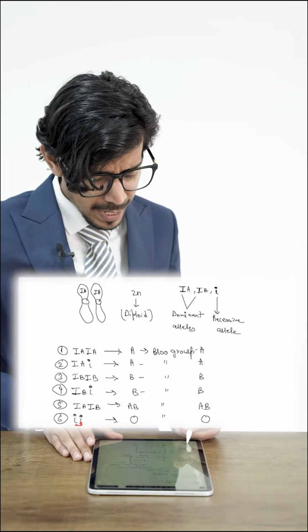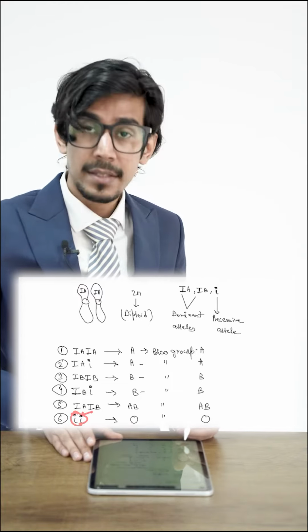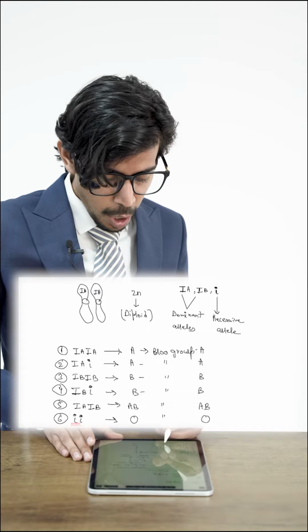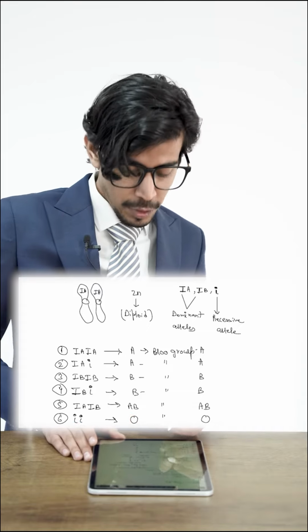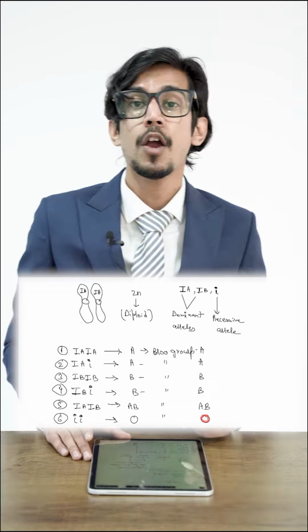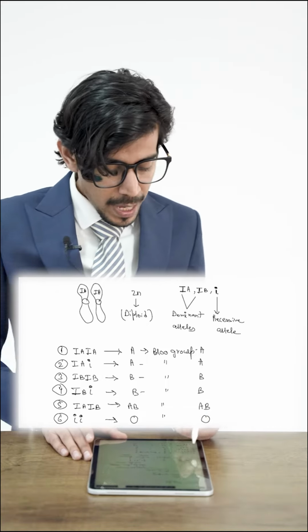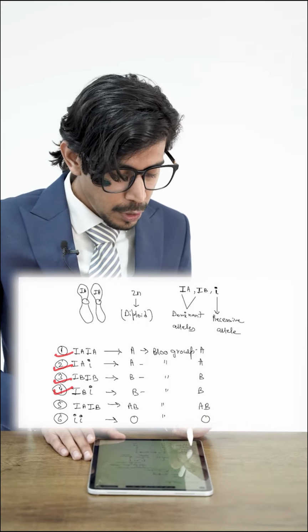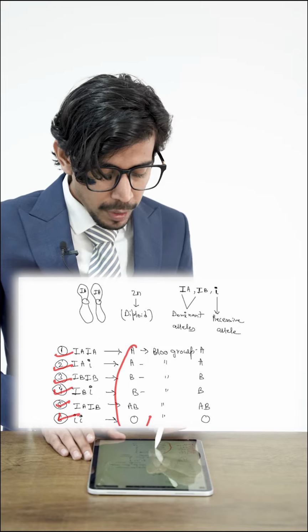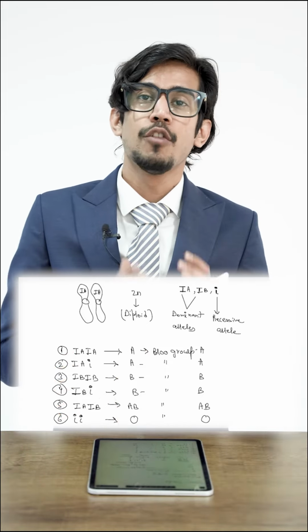And the last case is ii, a homozygous recessive condition, where there would be no glycoprotein on the surface of RBC and the blood group would be O. Fine. So as you can see here, there are 6 different genotypes and 4 different phenotypes possible in the case of codominance.